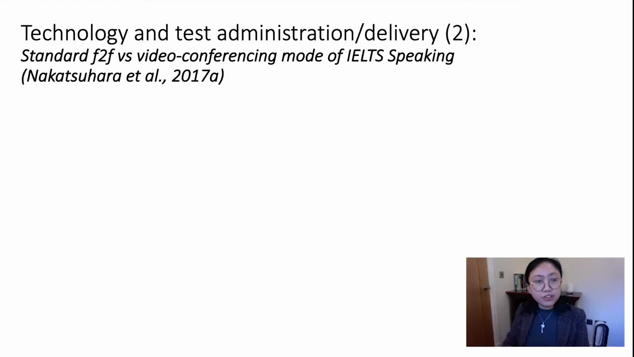Now, I'll move on to the next example, which is the other article that I mentioned earlier. So this one is a speaking test, and it's IELTS Speaking to be precise. So it's a test that I think most of you are familiar with already.